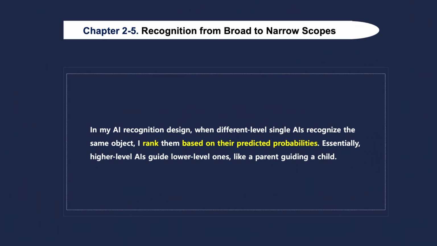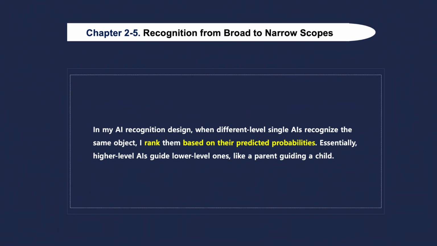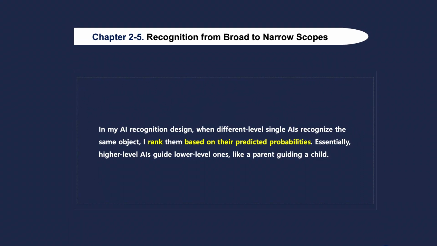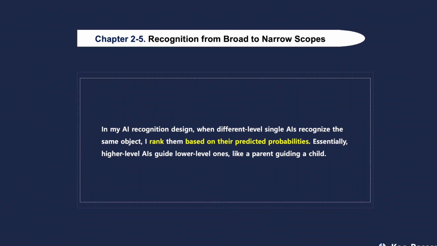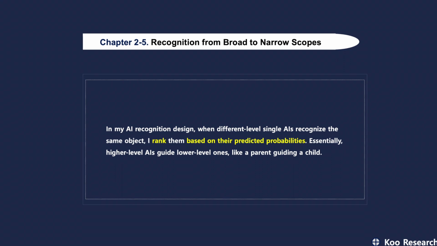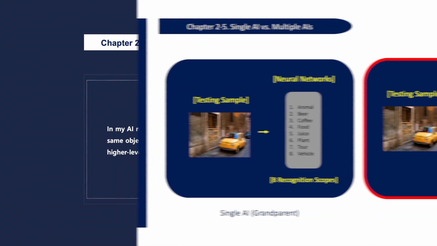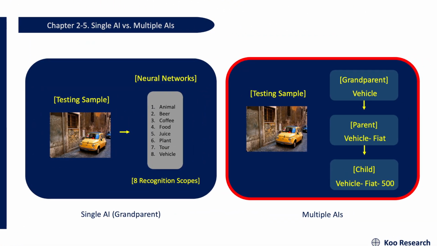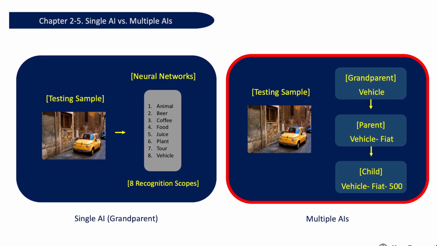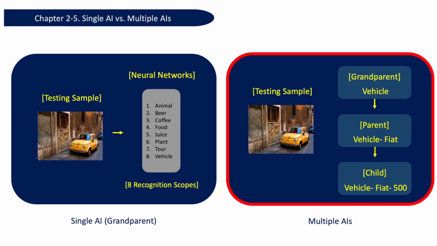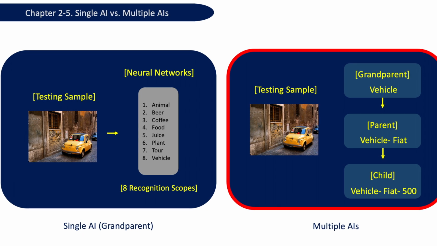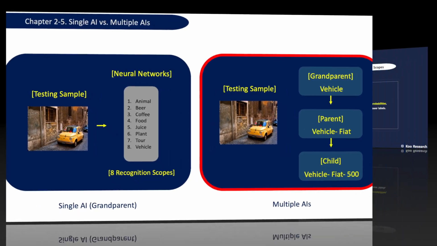Chapter 2 to 5. Recognition from broad to narrow scopes. In my AI recognition design, when different level single AIs recognize the same object, I rank them based on their predicted probabilities, as shown in this figure. Essentially, higher-level AIs guide lower-level ones, like a parent guiding a child. To confirm a recognition decision, all AIs must exhibit at least 95% confidence in their identification of the same object.